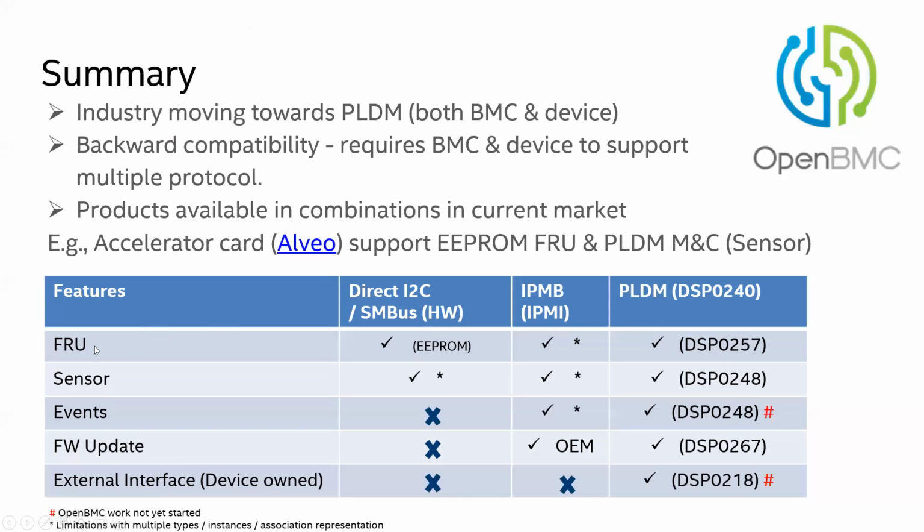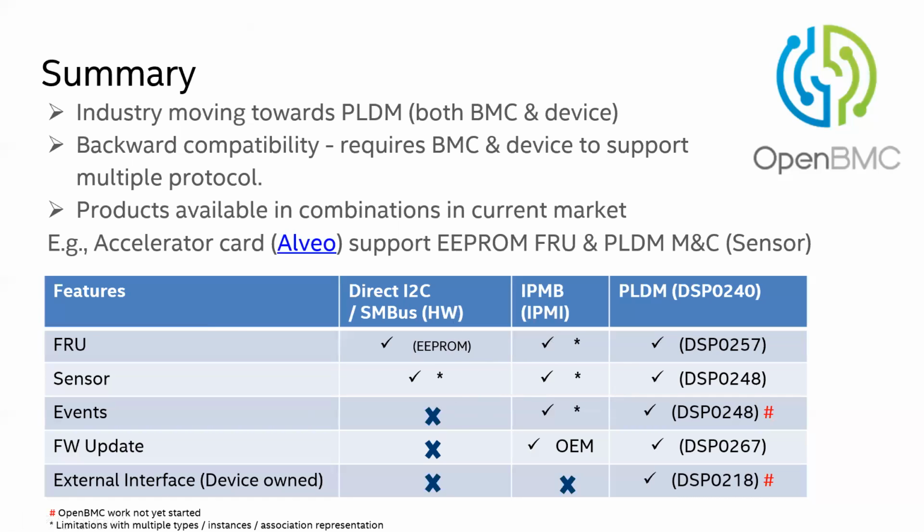Let's say, a recap: if there is an EEPROM, you can support it, either physical or emulated. Then through the IPMB protocol, IPMI as a part of I2C, we can still support FRU, and the PLDM FRU specification is also available. Similarly, for sensors, it is there. The only difference is certain things cannot be done through direct I2C or SMBus, such as events.